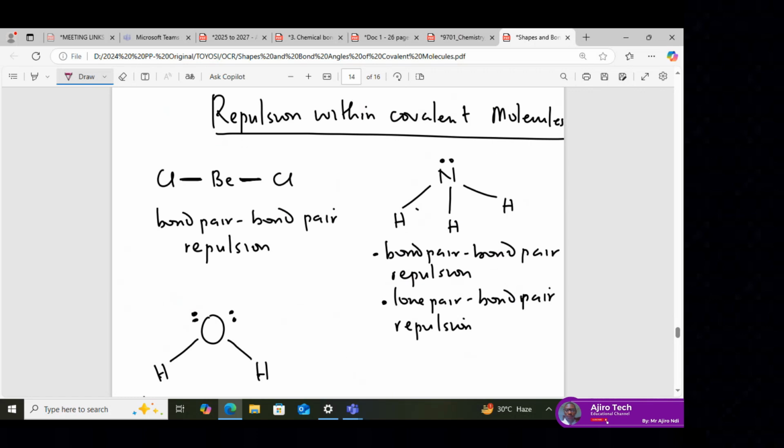Each bond pair means 2 electrons. There are 2 electrons here, 2 electrons here. They are repelling each other. So when this is laid there, the bond pairs repel themselves and they are as far apart from each other as much as possible. That's why the bond angle is 180 degrees. The bond electrons repel themselves so much that they stay at the greatest distance from each other. Is that okay? So BCl2, we have bond pair repulsion.